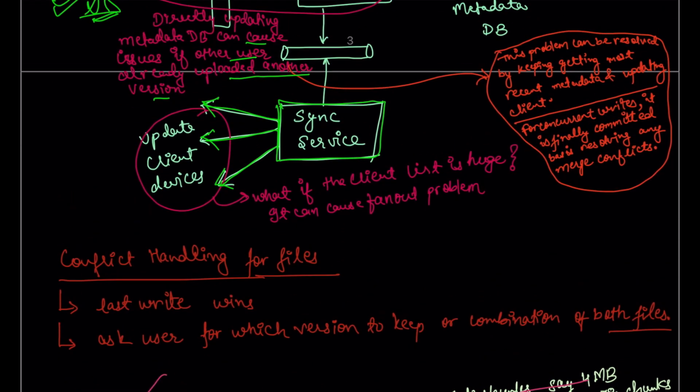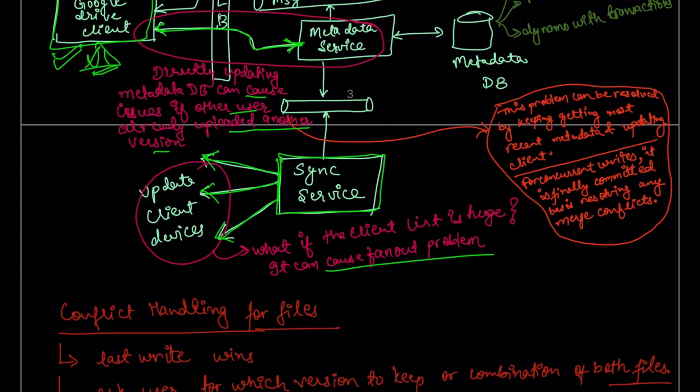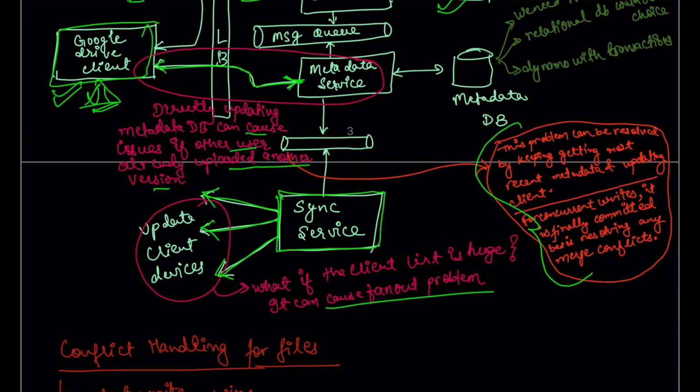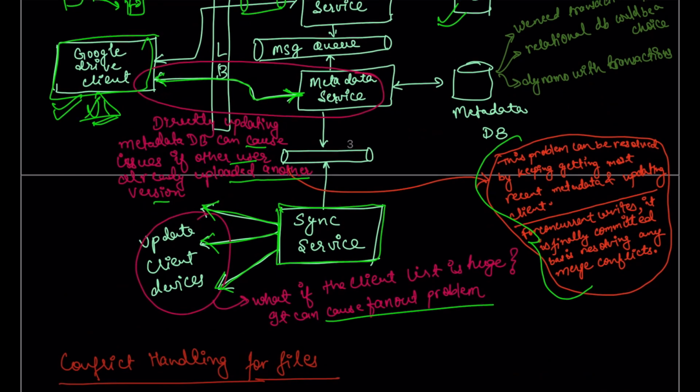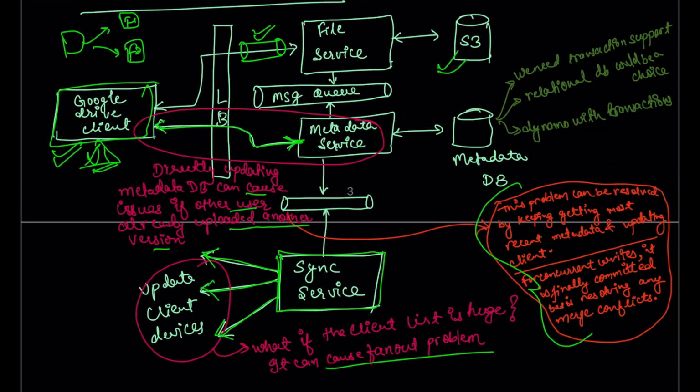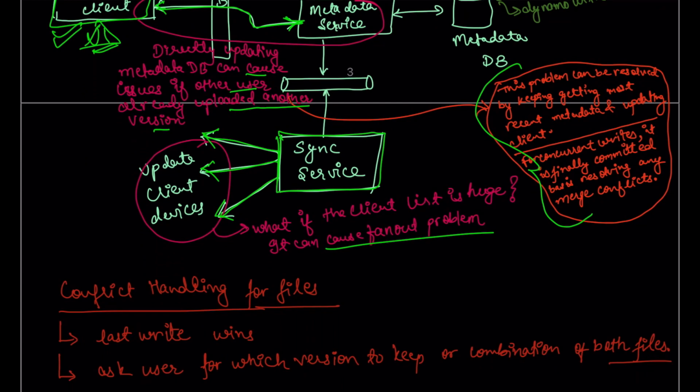Now what if the client list is huge? It can cause a fan out problem. We will quickly discuss this. What I have written here is that you have to get the file update first before actually updating the metadata service. So your sync service is responsible for sending all the notifications, and according to those notifications I will identify that this file was not updated by any other user. Got it?